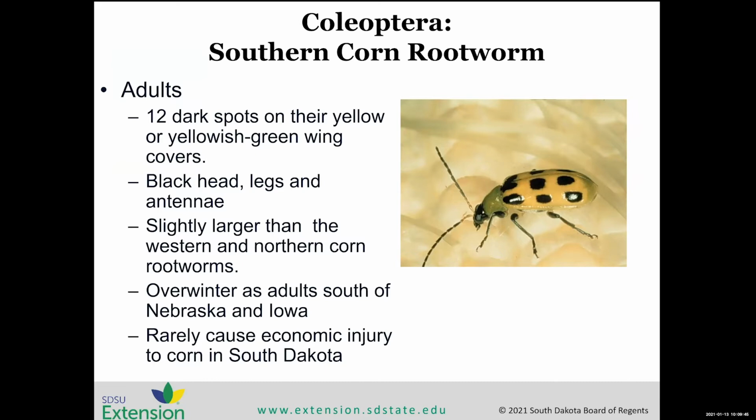Instead of overwintering as eggs in the soil, like your northern and western corn rootworm, the southern corn rootworm overwinters as adults south of Nebraska and Iowa. And these guys, you might see them out in your field, the adults, but in most cases, they don't cause any economic injury in South Dakota.